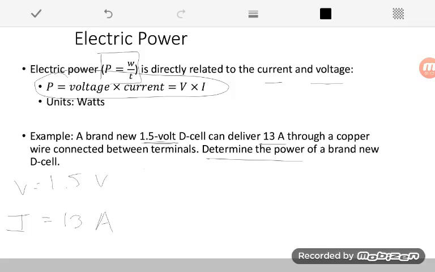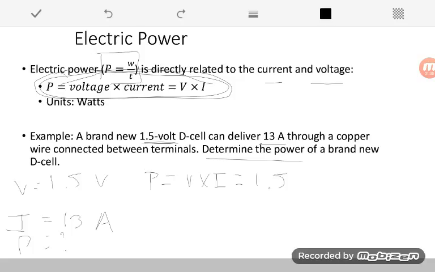So my question here is my power is equal to what? So we have voltage and current, and we need power. So obviously we're going to use that equation we just learned. Power is equal to voltage times current. My voltage here is 1.5 volts times my current.